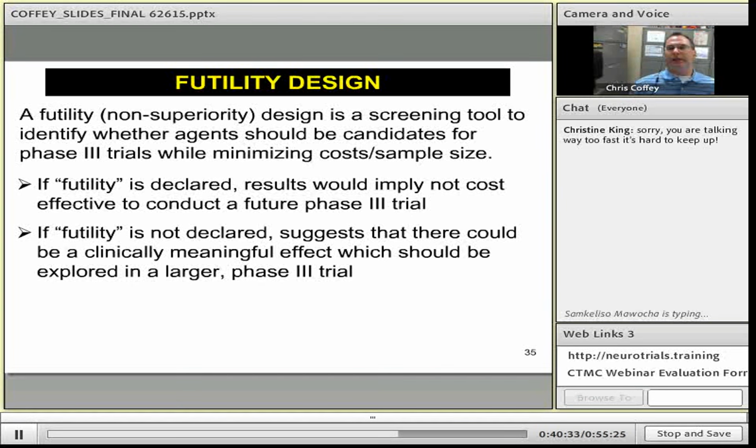When this was first introduced as a concept, Yuko Palish and some of her colleagues at MUSC looked at a number of different stroke studies that had failed in phase 3, and they showed that in a relatively high percentage of those, if you had applied a futility design in phase 2, you could have declared futility at that point and not gone into the complexity and cost of a phase 3. So it's something that I think can be useful in the phase 2 proof of concept setting to see whether you can rule that out. If you can rule that out at this point, it's not worth the added effort and expenditures that would be required to go into phase 3 testing.